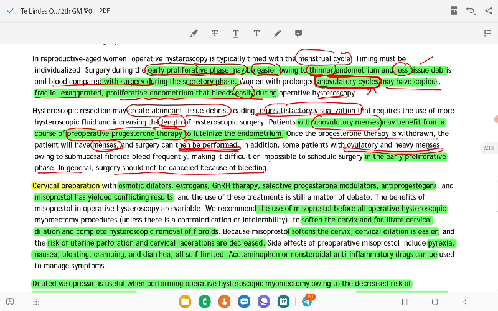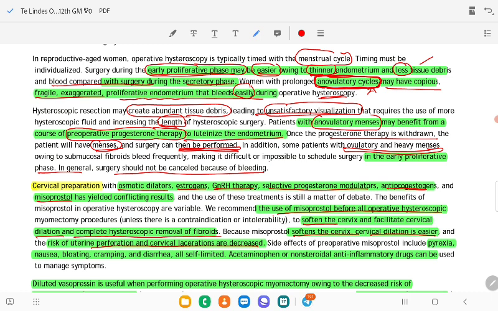So what you can use is an osmotic dilator to dilate the cervix, estrogen therapy, GnRH therapy, a selective progesterone receptor modulator, or antiprogesterone. Misoprostol has conflicting results, so there is a debate, and the benefit of the misoprostol approach is variable. But they recommend using misoprostol before all operative hysteroscopy and myomectomy procedures, unless there is a contraindication, to soften the cervix. Because misoprostol softens the cervix, cervical dilatation is easier, and the risk of uterine perforation and cervical laceration is decreased.